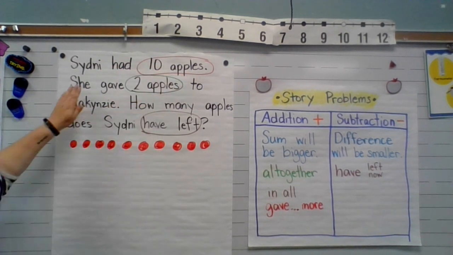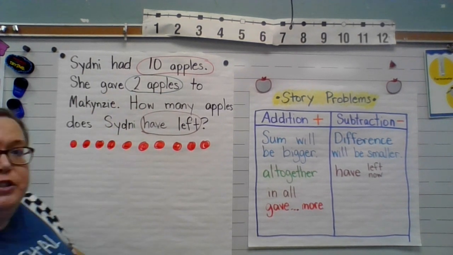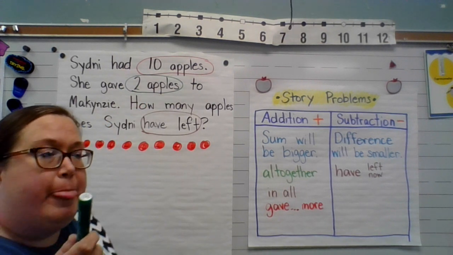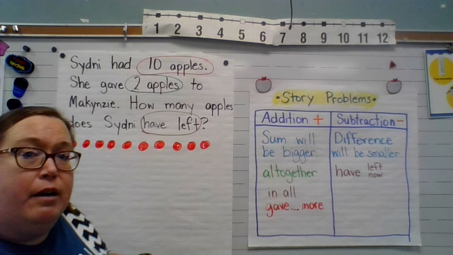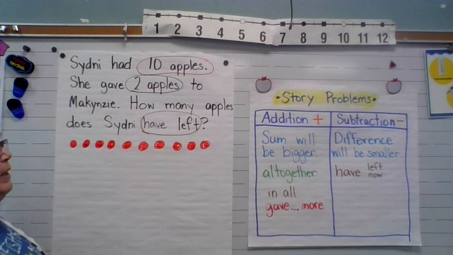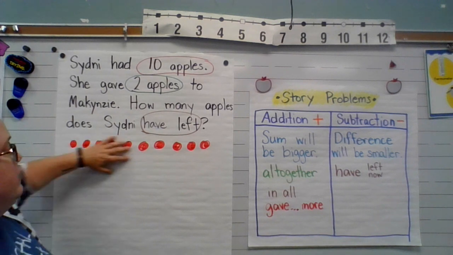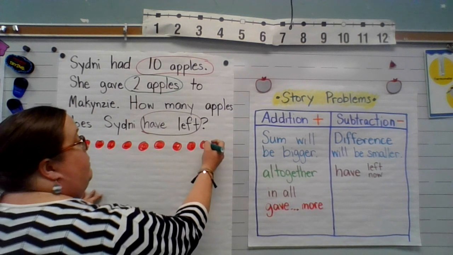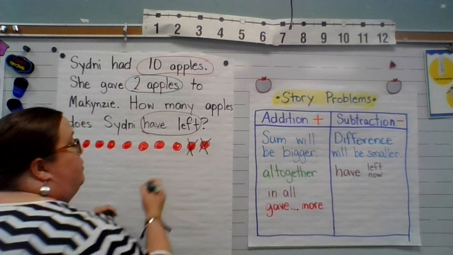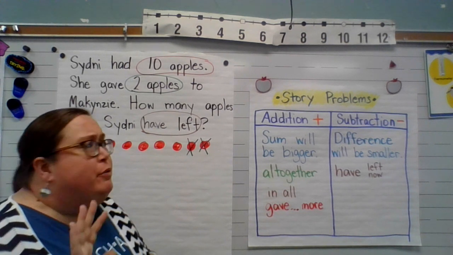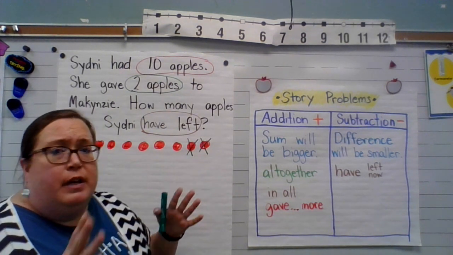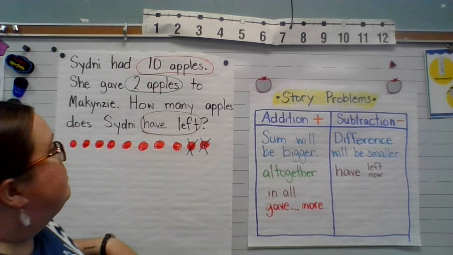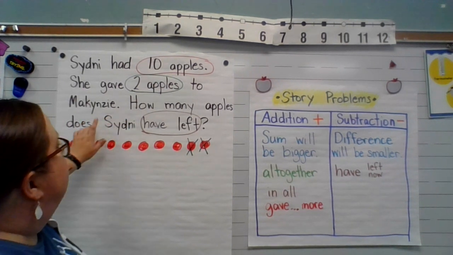Sydney had 10 apples. She gave 2 apples to Mackenzie. So I'm going to take this green, because I used a green to mark this one. I'm going to cross out 2 apples, because 2 apples of this group of 10 are not Sydney's anymore. They belong to Mackenzie, because Sydney gave her 2. 1, 2. And now you can use any color. You could use a pencil. Again, the color doesn't matter. Okay, it just is the way that I use it to help me. How many apples does Sydney have left?